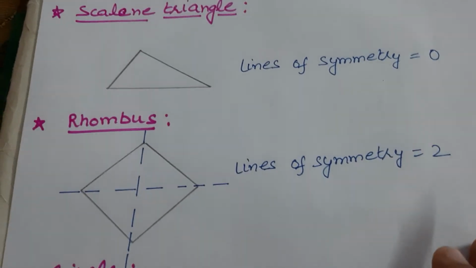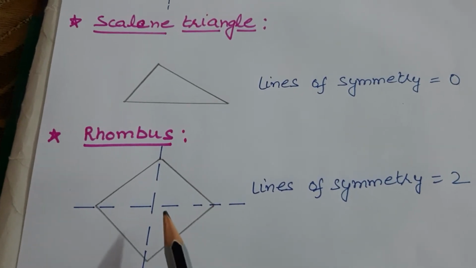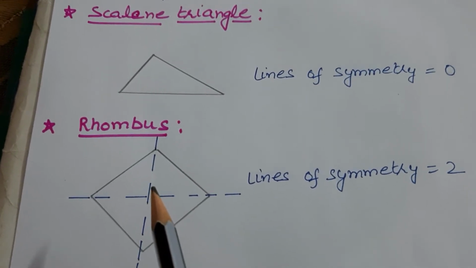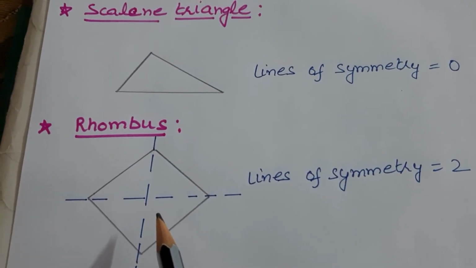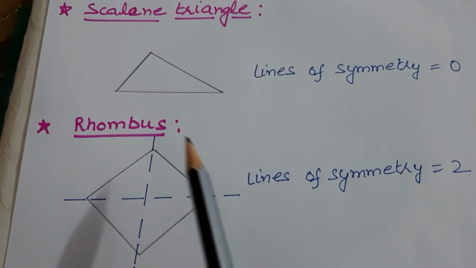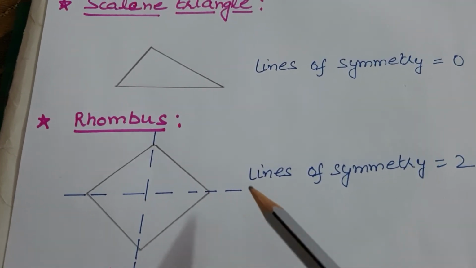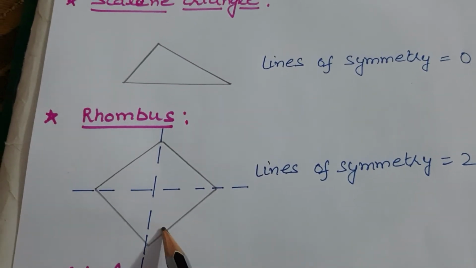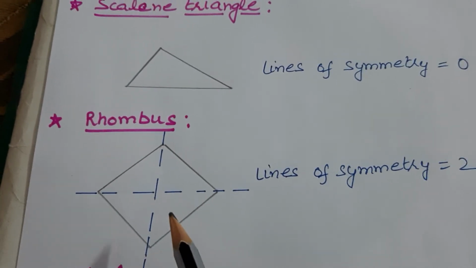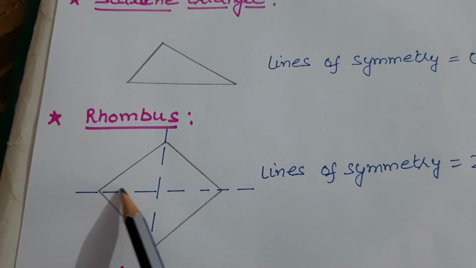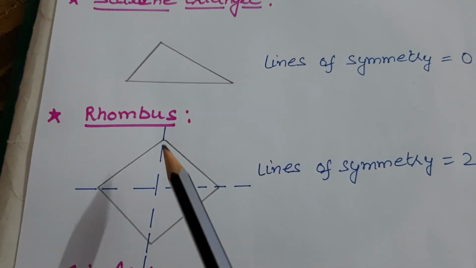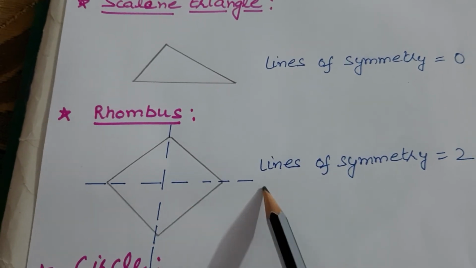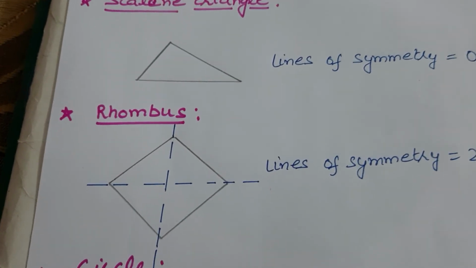Next is rhombus. Now, what is the difference between a rhombus and a square? First, I'll tell you the similarity. Okay, in a rhombus also four sides are equal, and in a square also all sides are equal. In a square, each angle is 90 degrees, but in a rhombus the angles are not 90 degrees. Okay, so a rhombus has only two lines of symmetry.